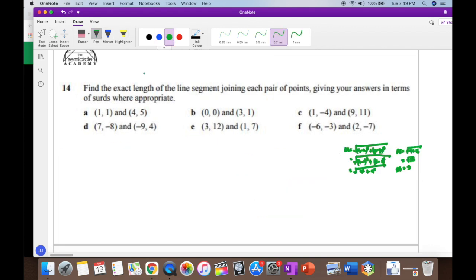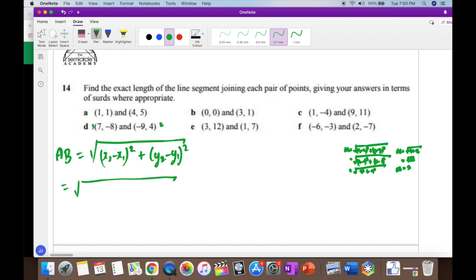Now let's take a look at the length of this line. Let's also call it AB for the sake of argument, which is equal to the square root of x2 minus x1 squared plus y2 minus y1 squared. So let's call this the 2's and let's call this the 1's. So that's the square root of x2, which is negative 9. I'm going to put negative 9 in brackets, minus x1, which is 7. I'll put 7 in brackets, and I'm going to put all of that squared.